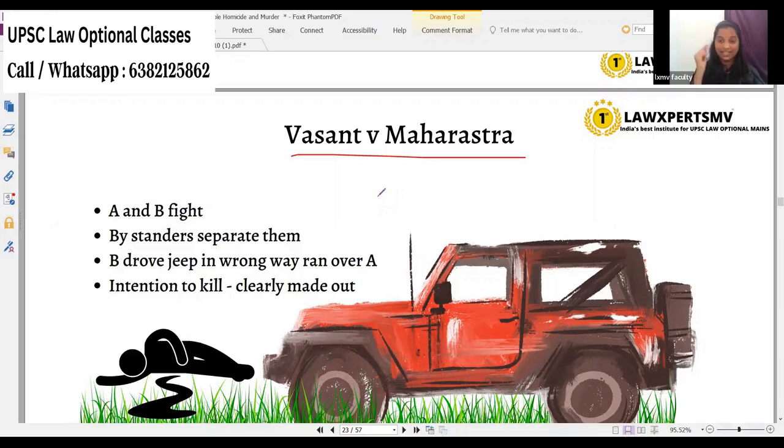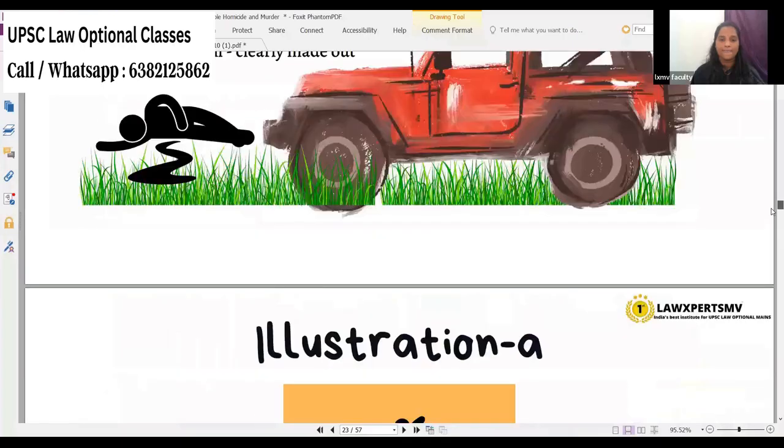Now, if you see the intention here, how he acted, yes, they had a fight, they went away. If he could have gone quietly, right? So he drove in a wrong way and he purposely came and ran over A. Now there is a clear intention that he wanted to cause the death of A, and he has committed murder under clause 1 of section 300.